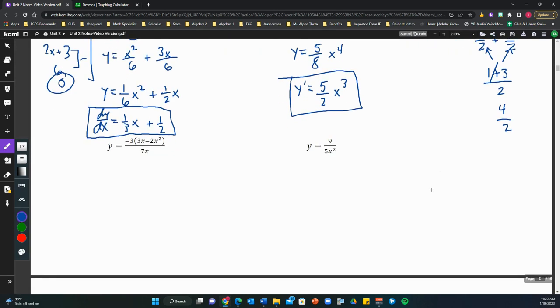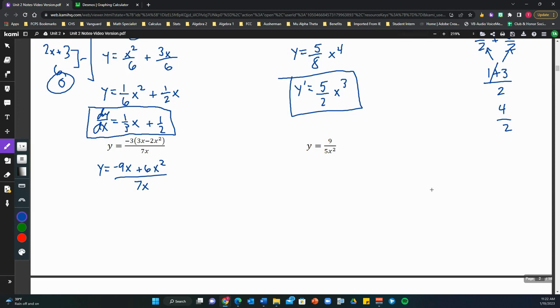Now this one looks way more complicated than the first two. But again, we just need to do some algebra to make this simpler. The first algebra I need to do is just distribute that -3 inside. So again, -9x plus 6x squared all over 7x. And yet again, technically this one really is a quotient. We have an x in the denominator.